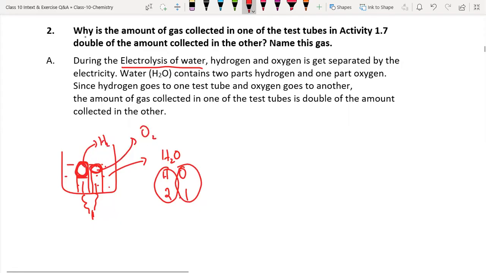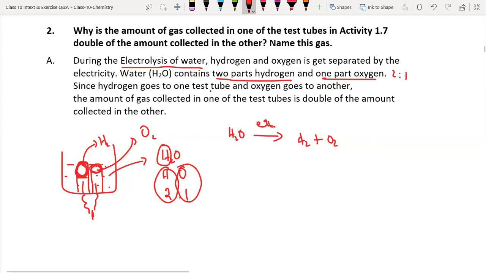Now what they are asking, why is the amount? During electrolysis of water, hydrogen and oxygen get separated by electricity. So that is electrolytic decomposition. In chapter 1 you have learned. So H2O, if you give electricity, will become H2 plus O2, which contains two parts of hydrogen and one part of oxygen, so 2:1.